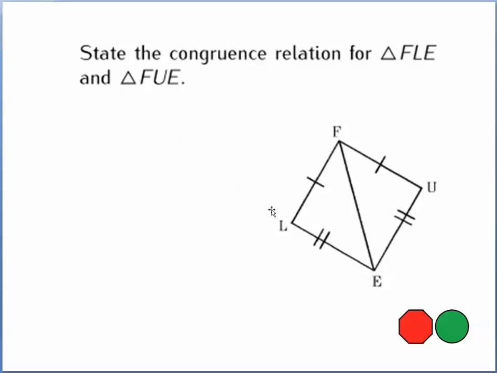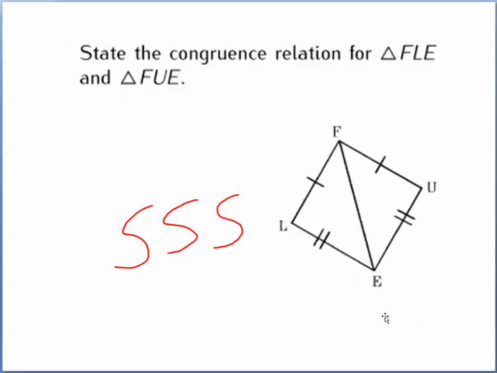All right, state the congruency relationship for these two triangles. Click on the stop sign. Perhaps you recognize that it is side, side, side. This line right here, FE, is the hypotenuse, if these are right triangles, and is a common line between the two. They share that, so it is the same length. So this line here and this line here are the same length. This line and this line are the same length, and this right here is the same for both. So it is side, side, side.